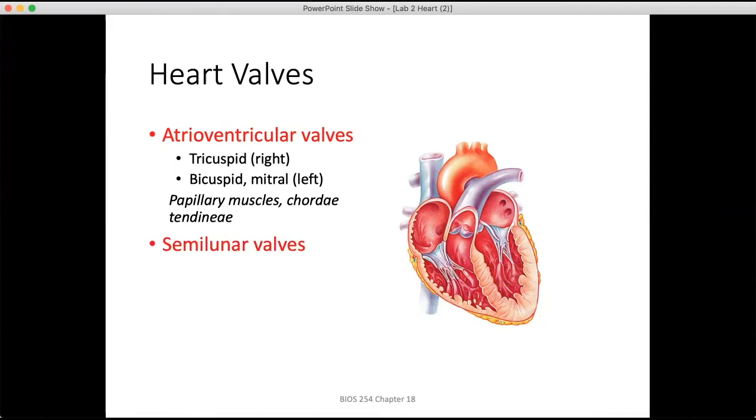The semilunar valves are named because they consist of three cusps that look like half moons. They are located between the ventricles and the arteries that drain the ventricles. The pulmonary semilunar valve is between the right ventricle and the pulmonary trunk artery that drains the right ventricle. Notice this artery is blue because the blood is still poorly oxygenated. It has to go to the lungs first to pick up oxygen.